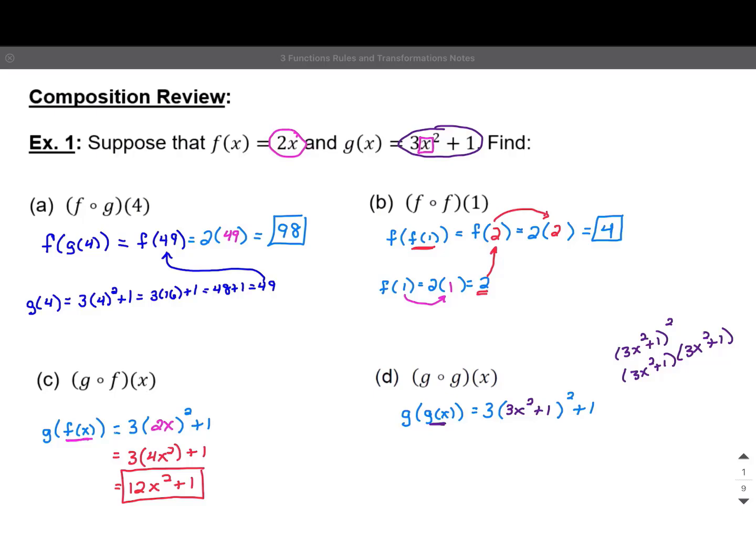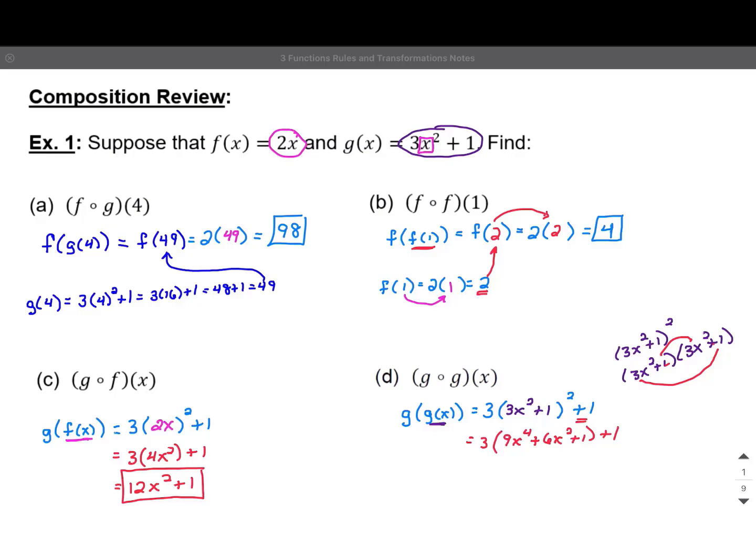So let's do some algebra here. We're going to keep the 3, and when we do this multiplication, 3x squared times 3x squared is 9x to the 4th. We're going to get a 3x squared here and another 3x squared here. So that's 6x squared. And then 1 times 1 is 1. And don't forget this plus 1 hanging out over here.